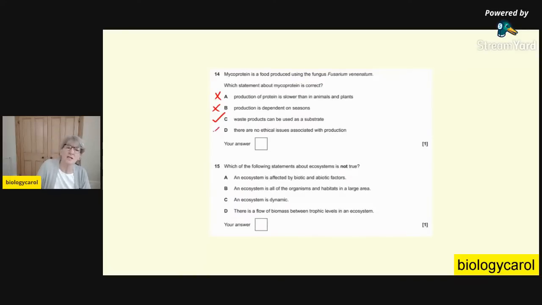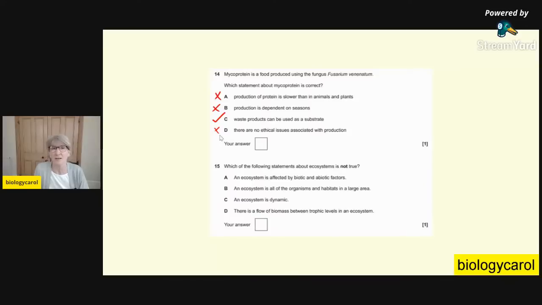I can't think of any huge ethical issues with using a fungus for food. I'm aware that some people might choose not to eat something that is fungal, but then you wouldn't be eating mushrooms. And some people don't like eating things that have grown on, in effect, a waste product.